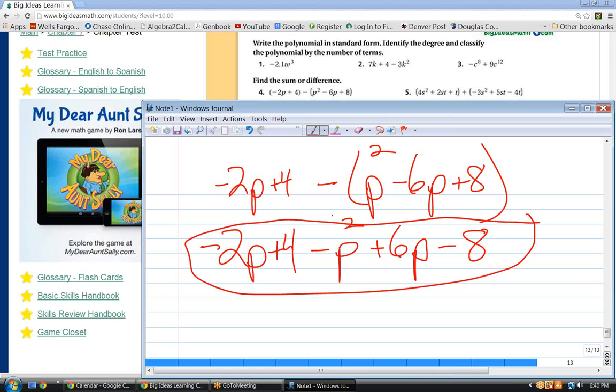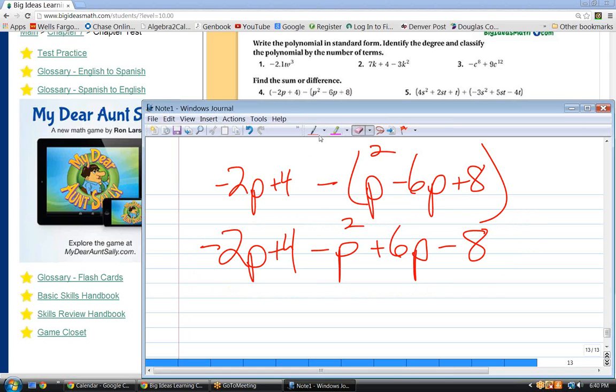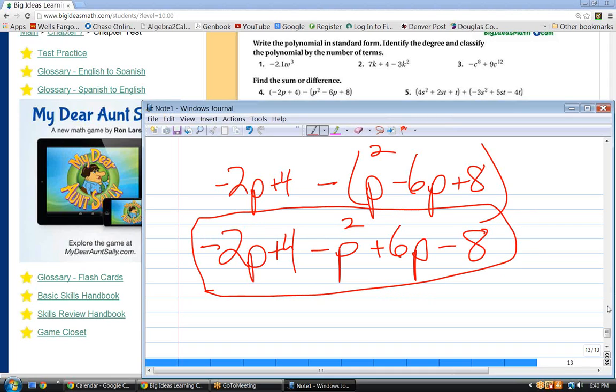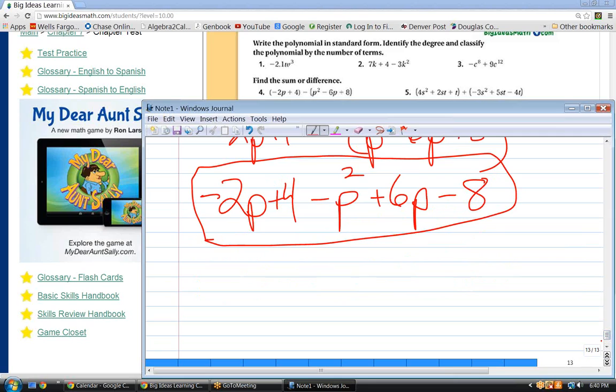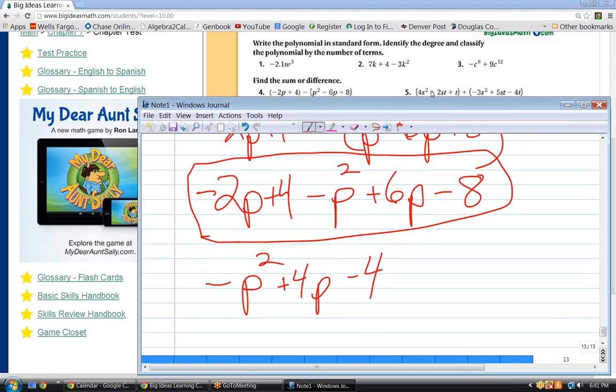Now simplify that and put it in correct order. In other words, put the highest degree term first, the next highest degree second, and the constant last. Okay, so minus p squared plus 4p minus 4. Okay, so that's all they asked us to do. So that's the answer. But let's do one other thing.